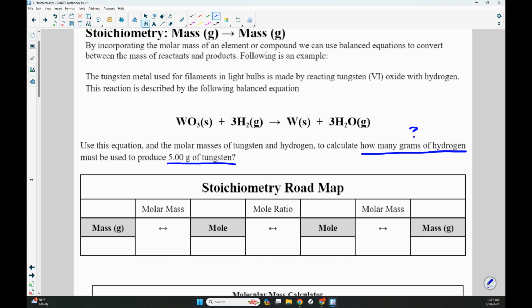So now we want to very carefully identify the portions of the equation that we're actually going to be using. Typically, you're only going to be using 2 parts of the equation. So we're interested in hydrogen, which is right here, and tungsten, which is right here. Of course, W is tungsten. All right, so now we're going to map out everything here.